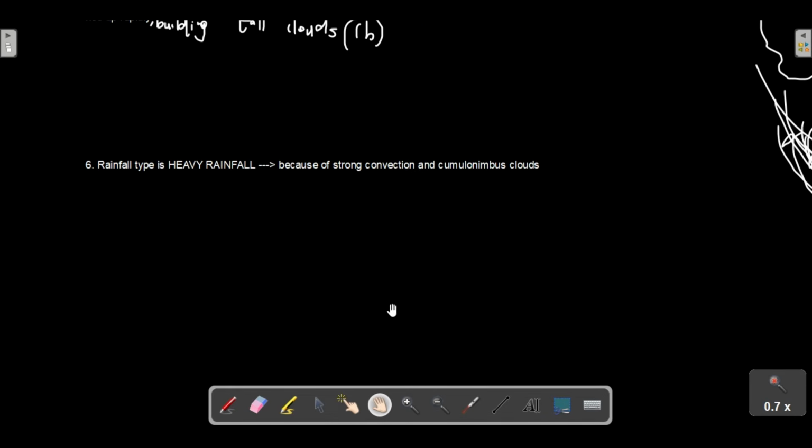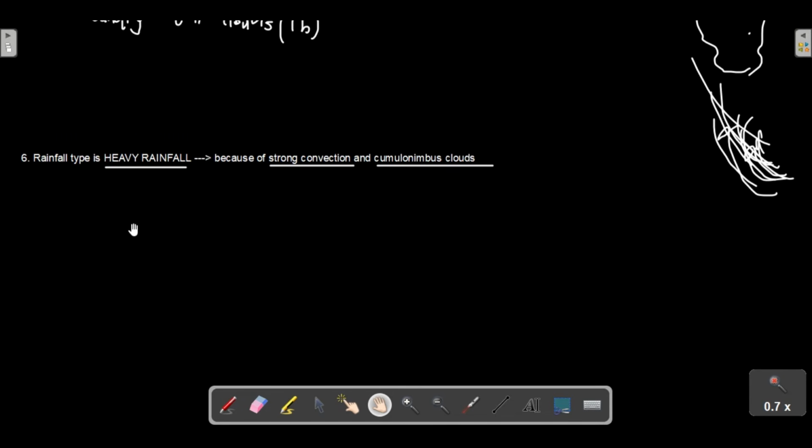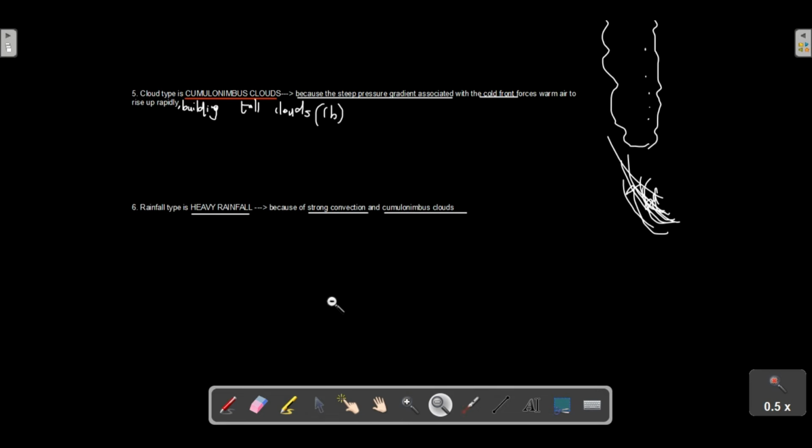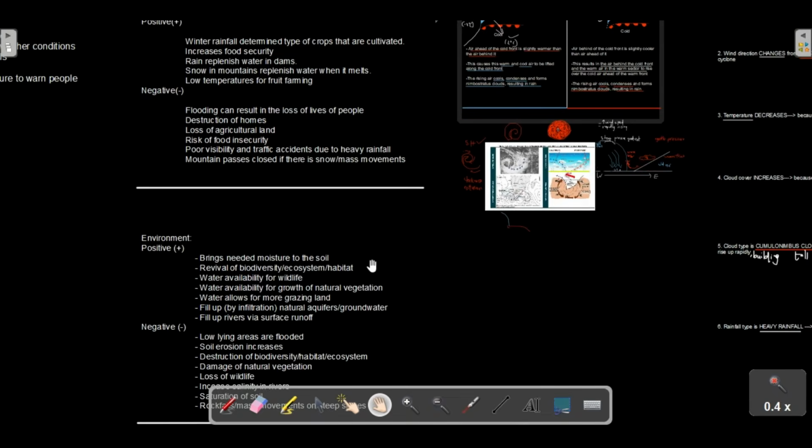And then the rainfall type is heavy rainfall. This is the precipitation, and heavy rainfall, of course, is associated with cumulonimbus clouds, or because of the strong convection. The strong convection is what I was referring to, the rapidly rising air. Convection is rising air, strong, that's rapidly rising air. So that's why we have heavy rainfall as our rain type, because it's always associated with cumulonimbus clouds, which were formed due to this strong convection, right?